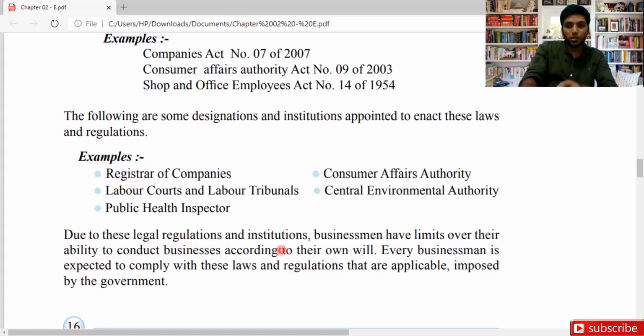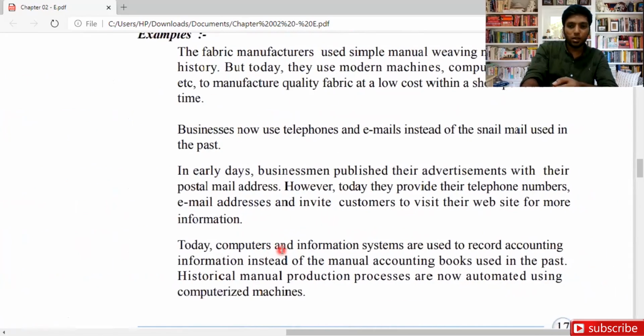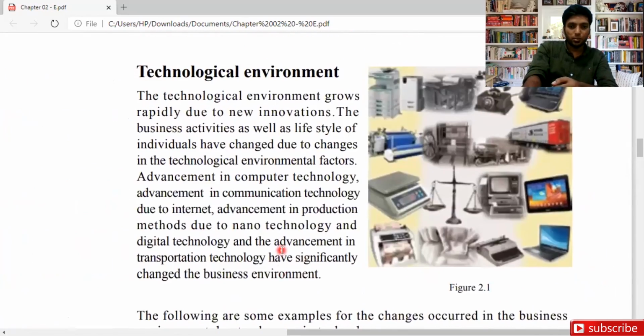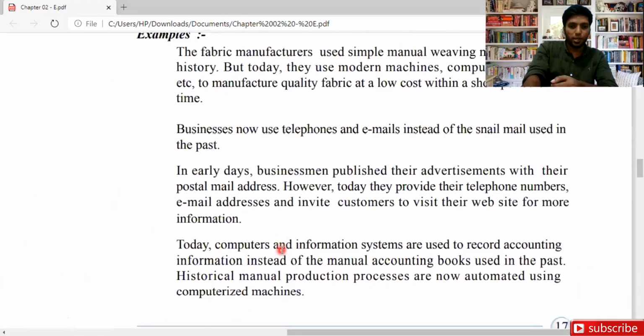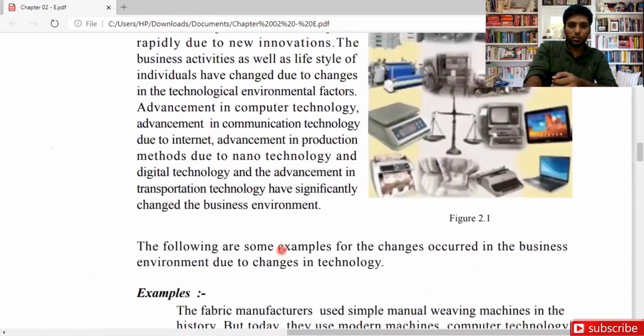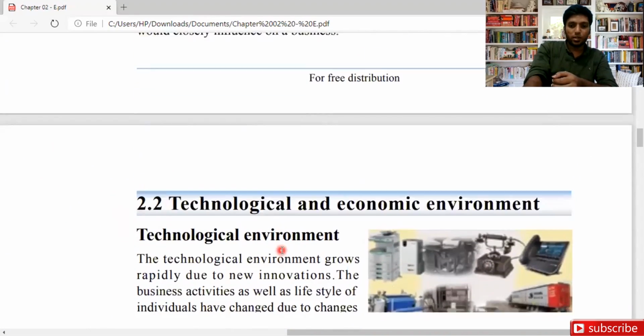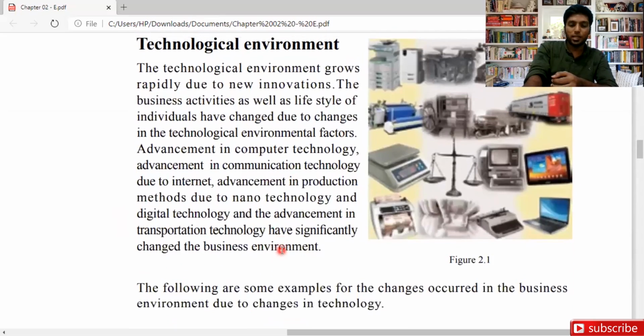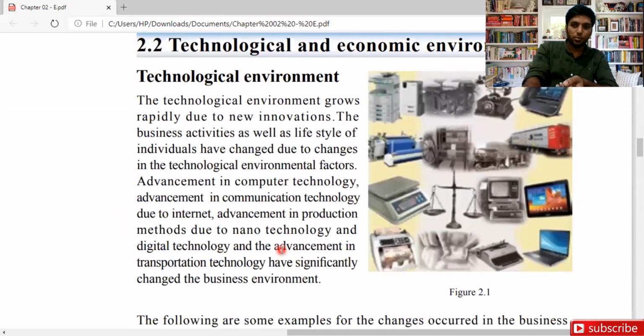So let's move on to the next content we have. We're going to speak now about the next term, which is the technological environment. I hope I explained political and legal correctly. So let's move on to the technological and economic environment. So what is this technological environment? Then I'll explain what the economic environment is.